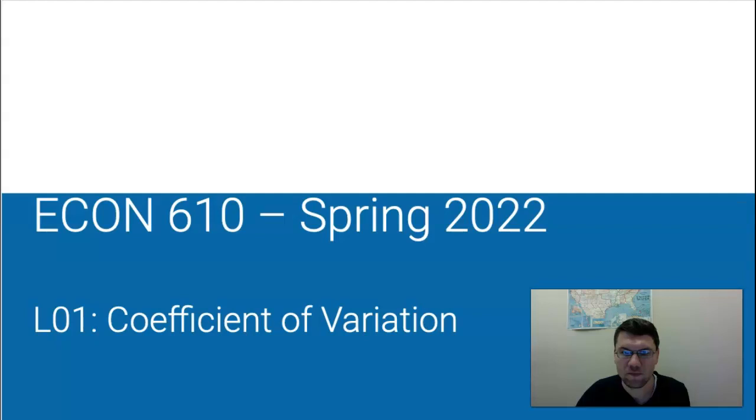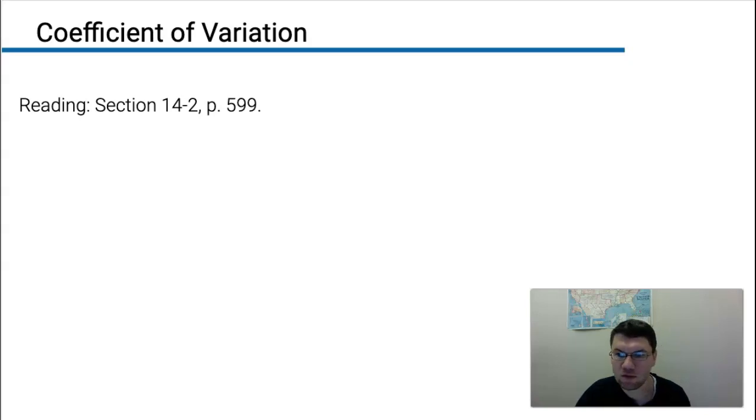Hello. In this video, I'm going to talk about the coefficient of variation, the tool we can use to compare the risk and return of two different random variables. This video will follow the reading on page 599 in section 14.2 of the textbook.